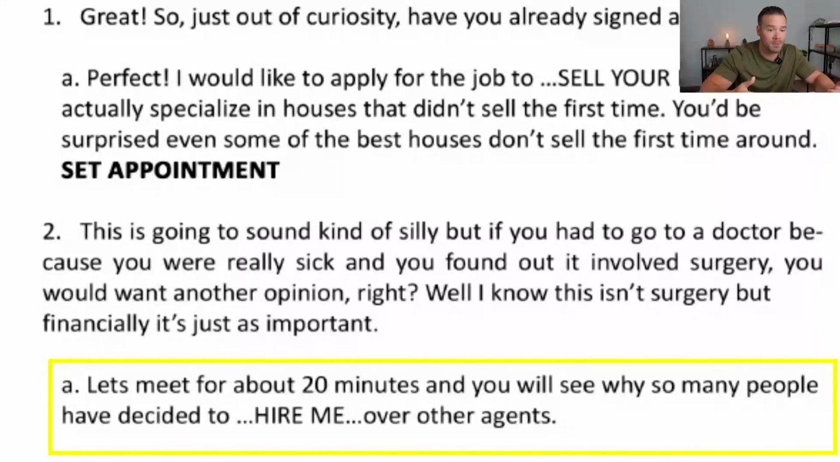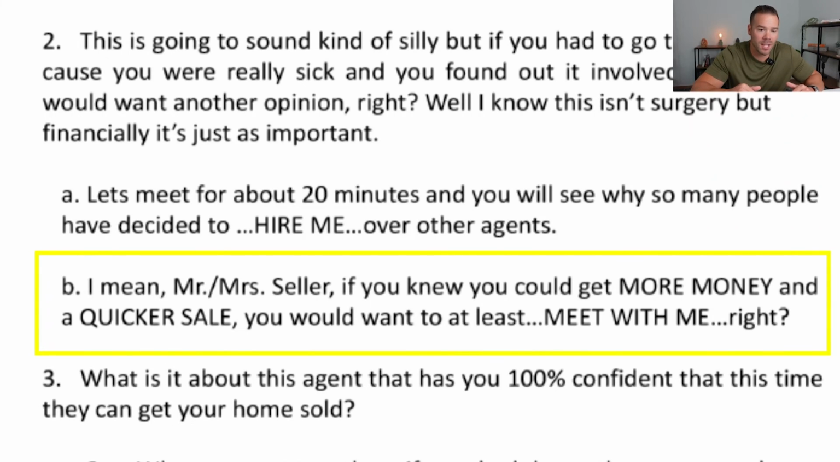And really, that's the best way to say it. You're essentially just trying to interview for the job of selling their home in addition to the agent that they said they already decided upon. Go into the close right after you say, well, you know, this isn't surgery, but financially it is just as important. Let's meet for about 20 minutes and you'll see why so many people have decided to hire me over the other agents. I mean, Mr. Seller, if you knew you could get more money and a quicker sale, you'd want to at least meet with me, right?